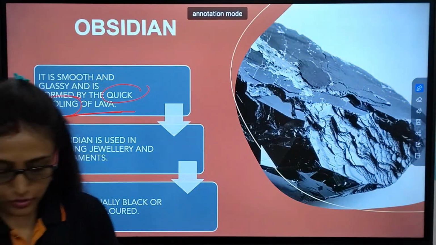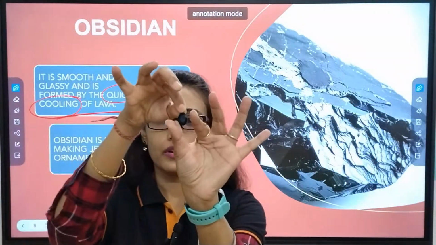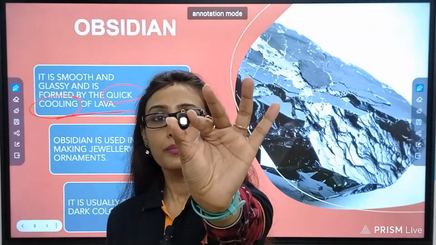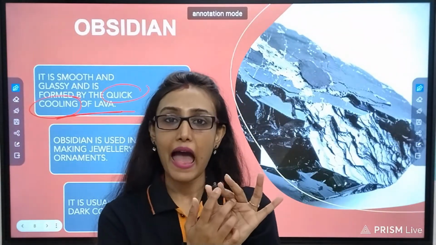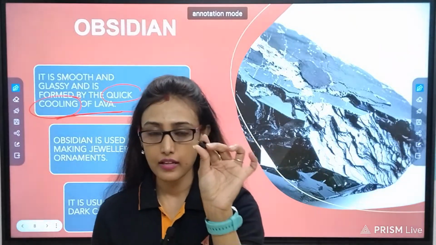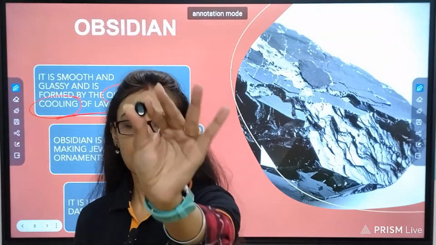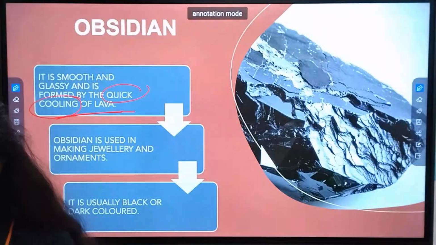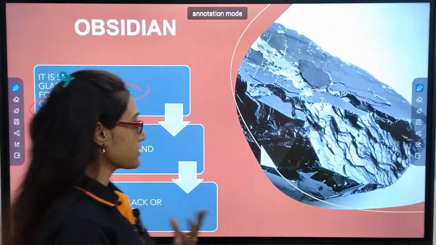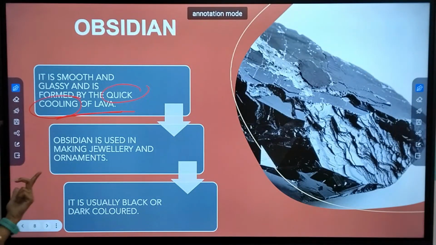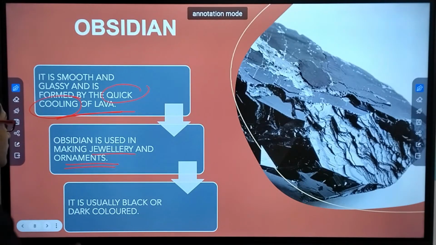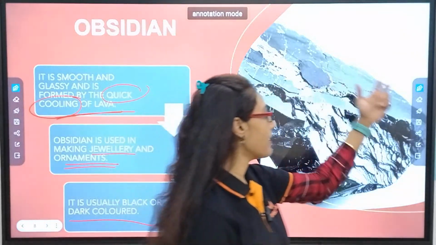I have a jewelry piece. Just look at this stone. This is obsidian. See how beautiful. It is generally black or dark green, or dark blackish in color, just like this, and it is used for making jewelry. Okay, now see. Obsidian is used in making jewelry and ornaments. I have told you it is usually black or dark colored. This also I have told you.